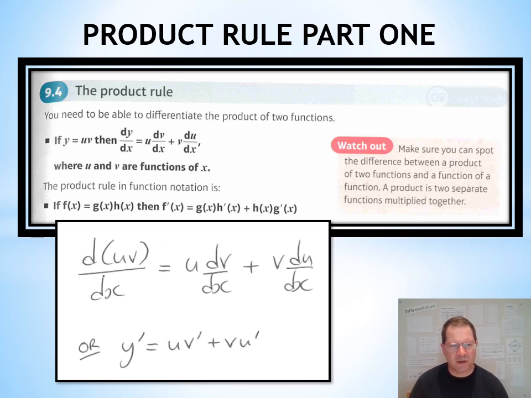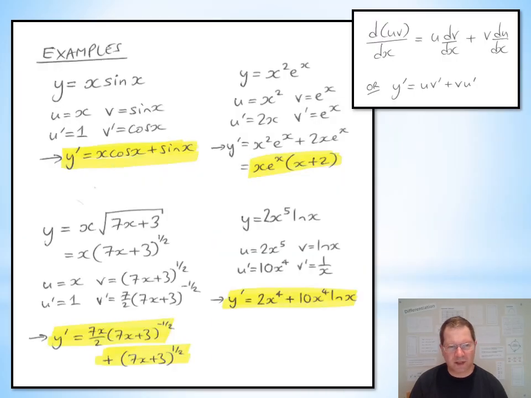So if y equals uv, then dy by dx is equal to u dv by dx plus v du by dx, which I tend to write as y dash equals uv dash plus v u dash. So here are some examples. Top left, y equals x sine x. It doesn't matter which one is u and which one is v, so just keep them in order, I guess.